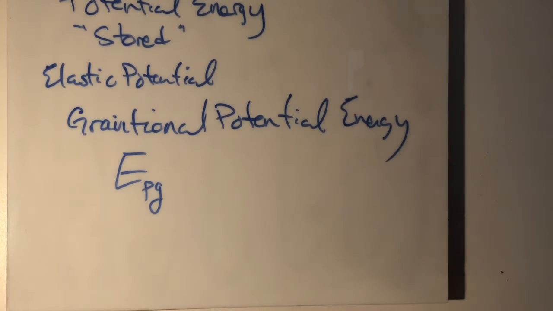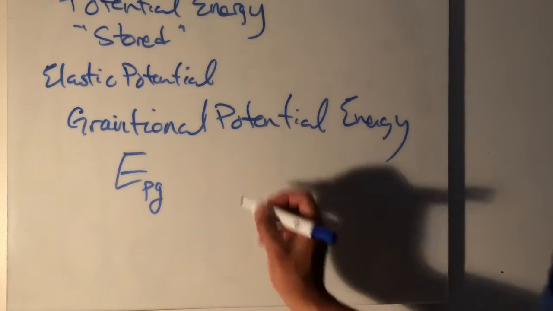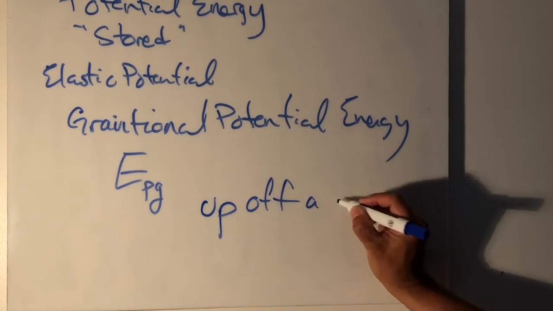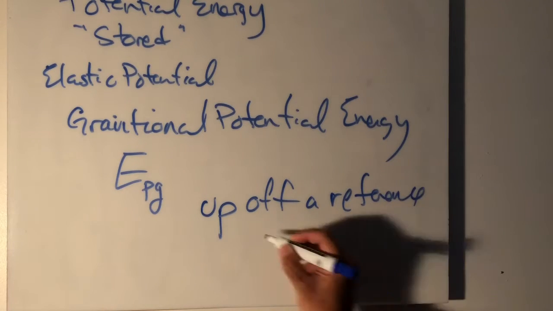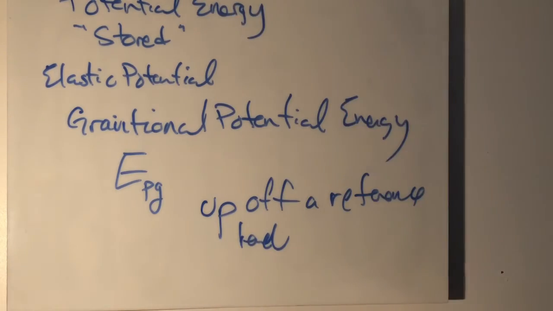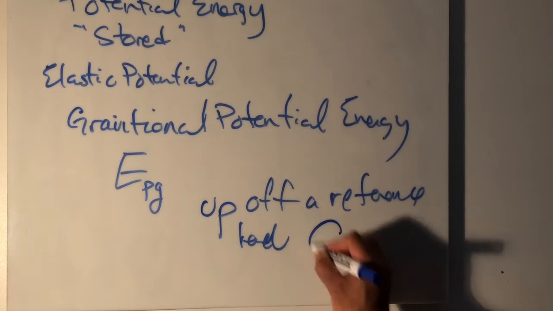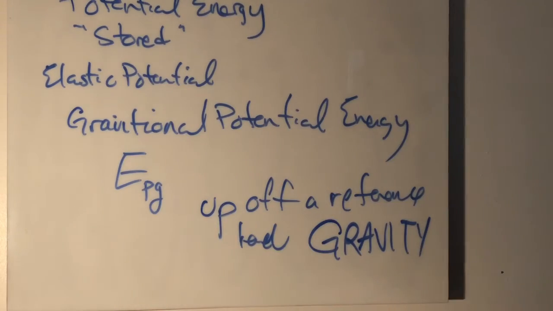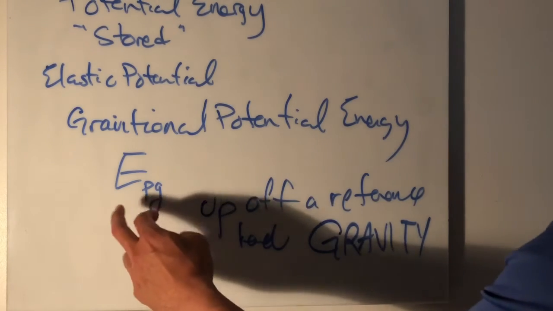What that means is that as you lift an object up off a reference level, so if I take a weight and lift it above the earth, gravity wants to pull it down. So gravity is giving the energy. Remember we talked about last time, as it's falling down, it will speed up and gain kinetic energy. Where is that energy coming from? Well, it is being converted from potential energy.